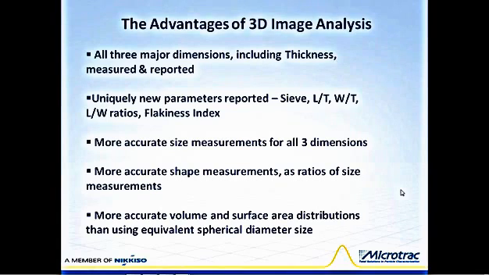This then allows calculation of such unique parameters as sieve parameter, a function of thickness and width, length over thickness, width over thickness, length over width ratios, and flakiness index, all for the aggregates application. And much more accurate size measurements can be made when considering all three dimensions rather than only two. This means that shape measurements are also more accurate, as most of them are calculated from ratios of size measurements.